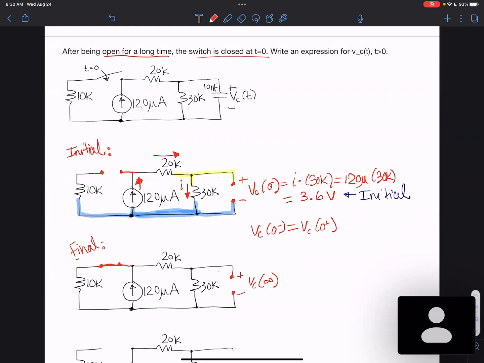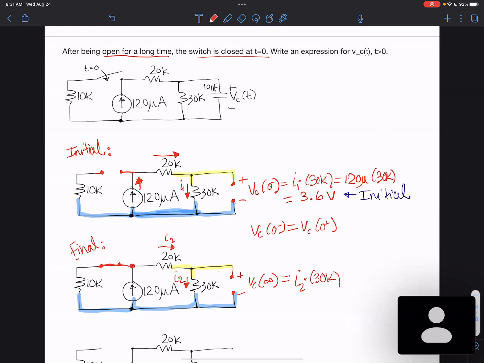And again, it's the voltage across the 30K. So again, this is the same, and this top is the same. So it's going to be, again, the voltage across the 30K. Same idea, I can do I times 30K. We'll do I2 this time. I'll call this one I1, just so they're not confused. So I2 goes through the 20K.